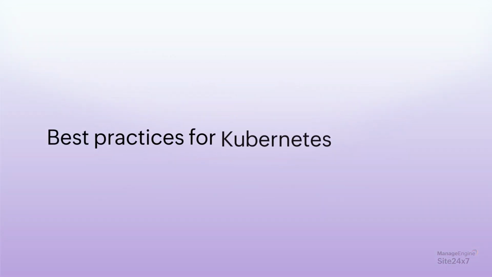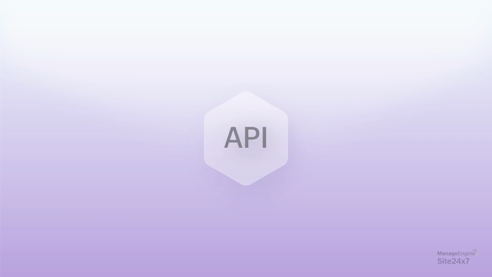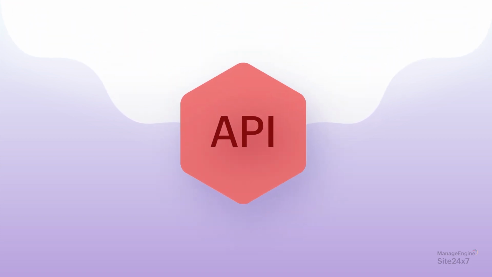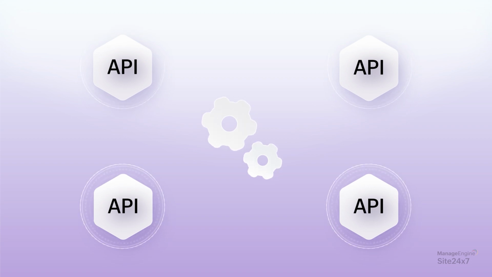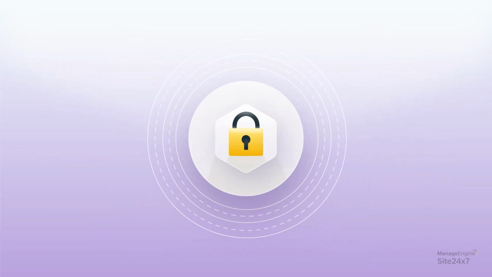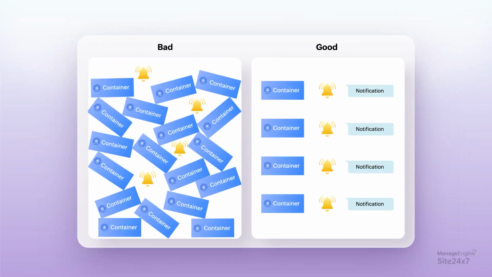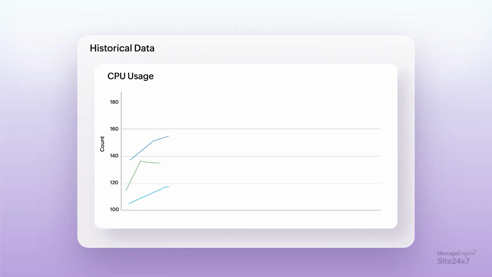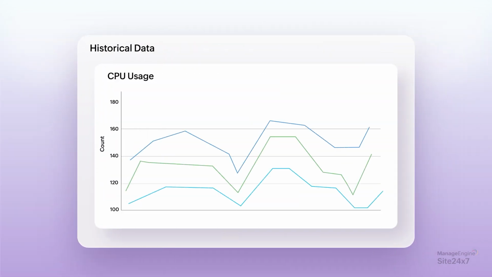Best practices for Kubernetes monitoring. Give kube-state-metrics enough CPU and memory or it'll choke on large clusters. Run multiple replicas for high availability. Use RBAC to limit what it can see. Only allow the metrics you'll actually use. Build alerts that are actionable, not just noise. Store historical data so you can plan capacity and not just firefight issues.